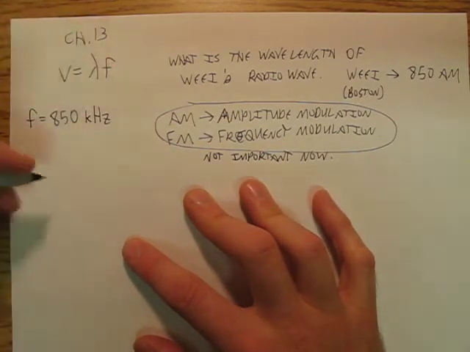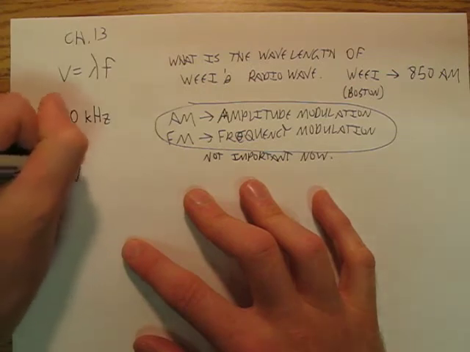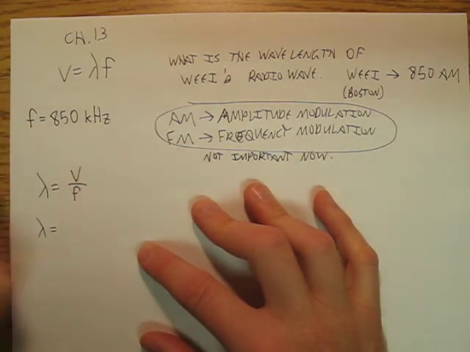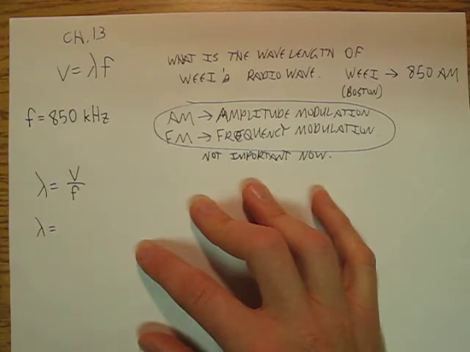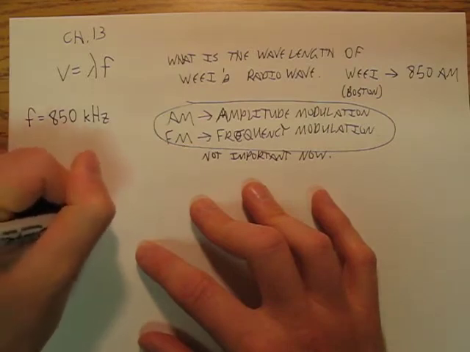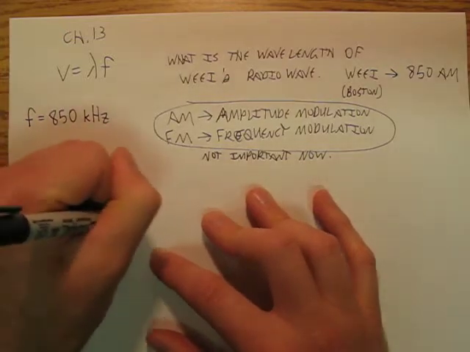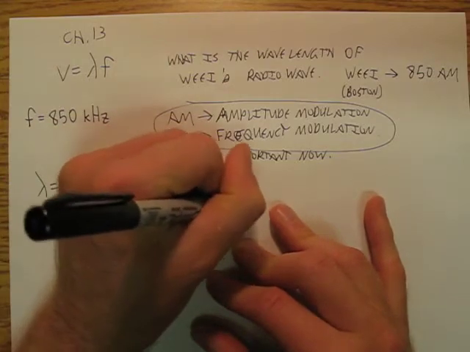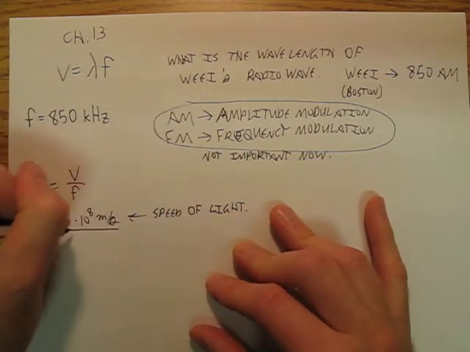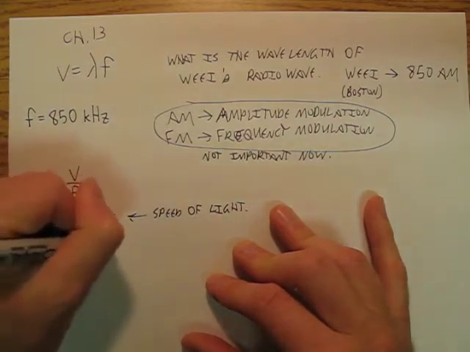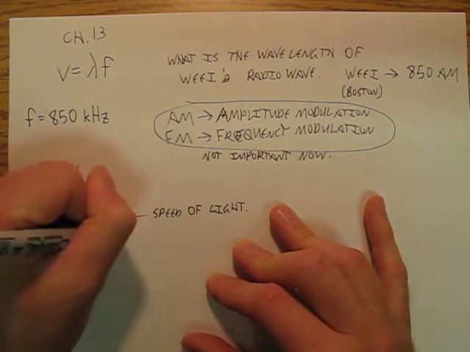We want to find the wavelength, so we're going to say wavelength is equal to velocity divided by frequency. So what's the velocity of those radio waves going to be? Think about that for a second. Okay, the velocity of those waves is going to be 3 times 10 to the 8th meters per second, which is the speed of light. And then our frequency is 8.50 times 10 to the 5th hertz.